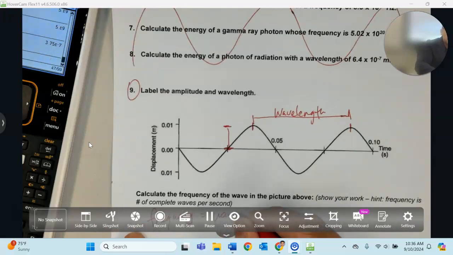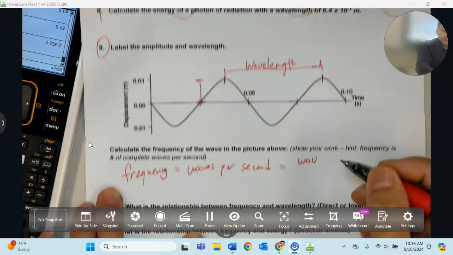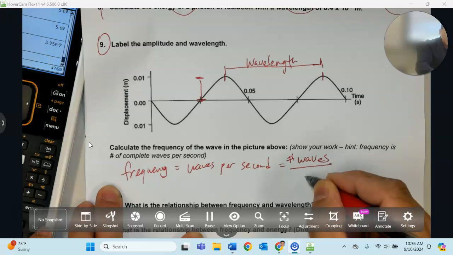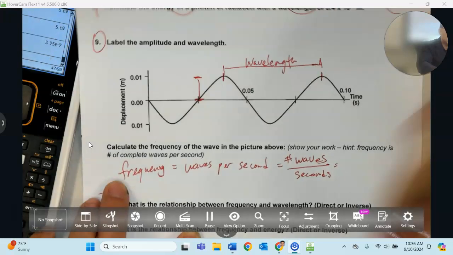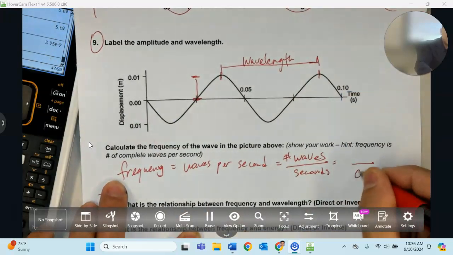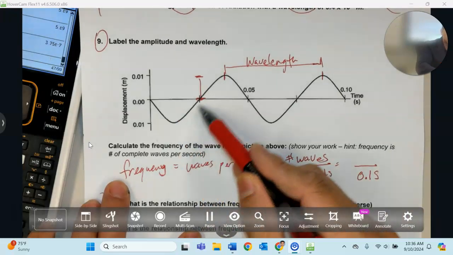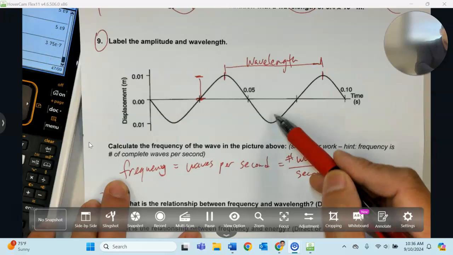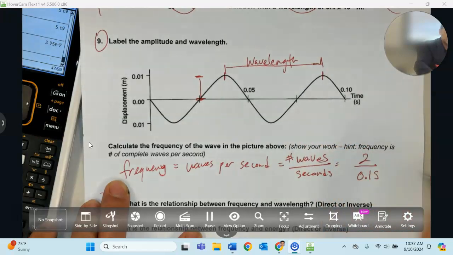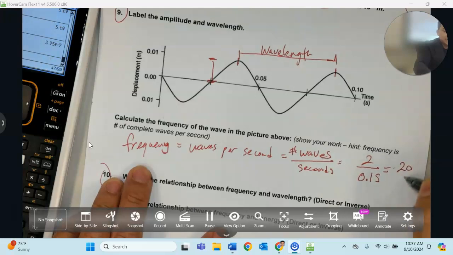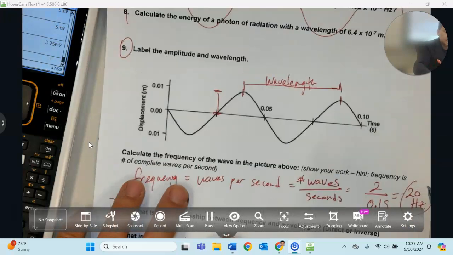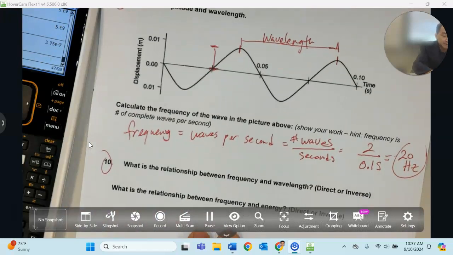equals waves per second. So basically number of waves divided by seconds. How much time is going through it? How much time is this? Look, it says 0.1 seconds. So you go 0.1 second goes down here. How many waves do you see? 1 and 2. You see 2 waves. Take 2 divided by 0.1 second, and you'll get 20 hertz. All right, calculate the frequency. That would be 20 hertz.